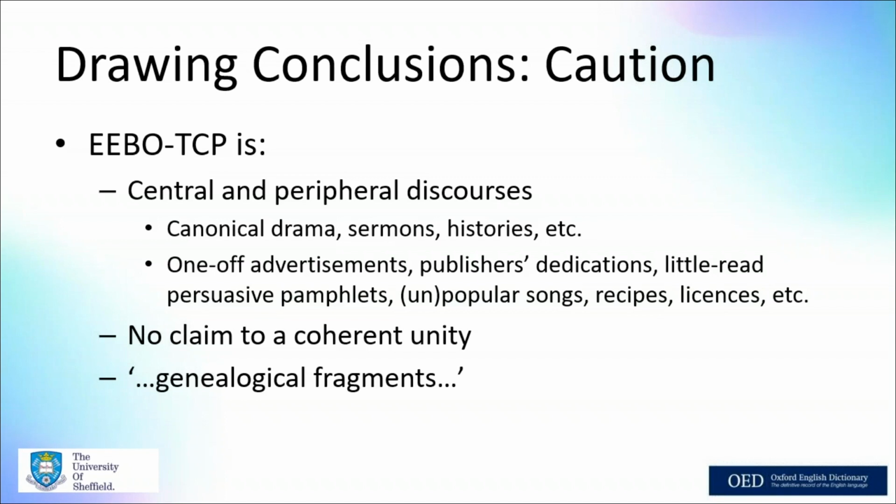We have central discourses like canonical dramas, sermons, and histories. We also have lots and lots of peripheral material like one-off advertisements. We have dedications from publishers. We have persuasive pamphlets that might have survived that weren't published in large numbers. We have popular songs and unpopular songs. There are recipes, there are indices, all of these sorts of things that are in EBO-TCP. So there is no sort of coherent unity that represents early modern English. We can see them as kind of genealogical fragments.